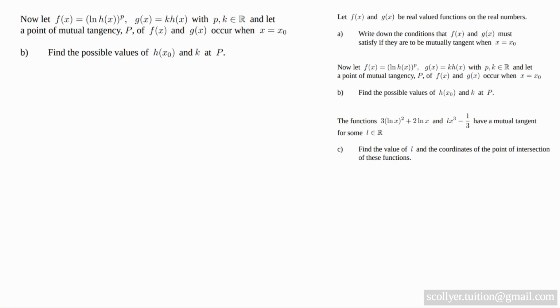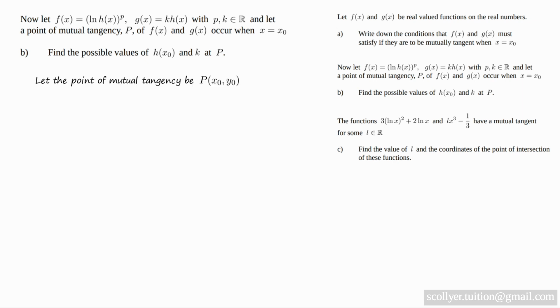Now let f(x) equals (log h(x))^p, g(x) equals k times h(x), with p and k being real numbers, and let a point of mutual tangency, P, of f(x) and g(x) occur when x equals x_0. Part B. Find the possible values of h(x_0) and k at P.